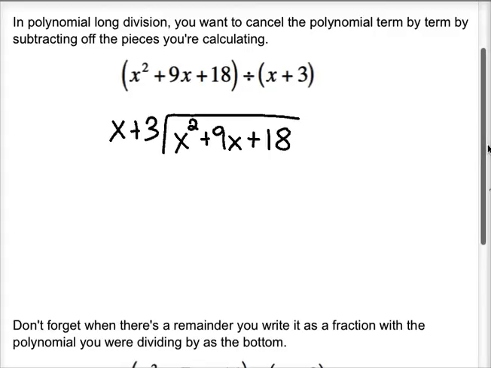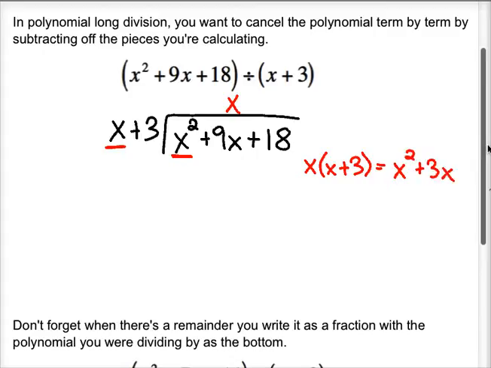So the first step is getting the setup. Now, we are going to try to cancel this term by term. What I mean is I need to take this x and multiply it by something that will get rid of 2x squared. Well, what can I multiply by that'll get rid of the x squared? I can multiply by x, because x times x is x squared. But I can't just multiply the x. I need to multiply the whole x plus 3. That's going to give me x squared plus 3x.